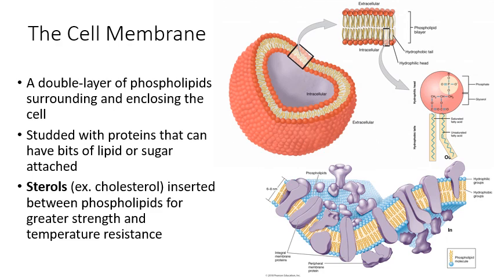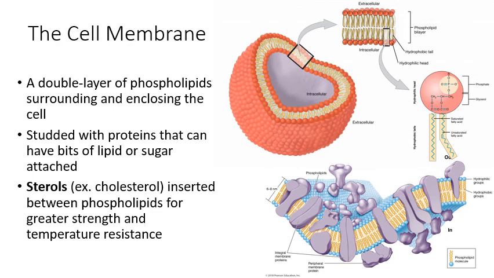Eukaryotes will have sterols, frequently cholesterol, but different eukaryotes will have different sterols. So like fungi will have a different type of sterol in their cell membrane. Bacteria and archaea can also have something similar to a sterol embedded in their cell membrane, but not actually a sterol.